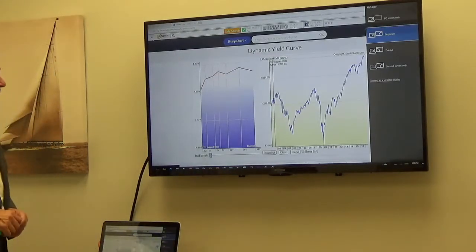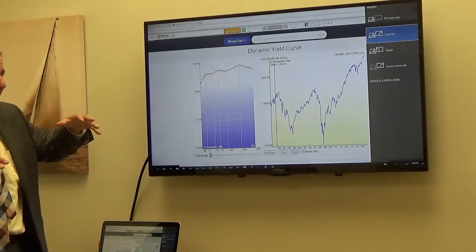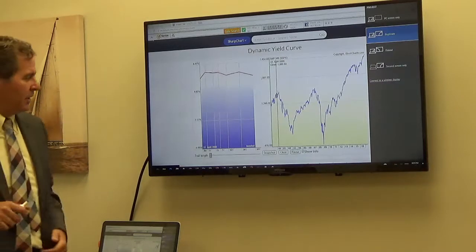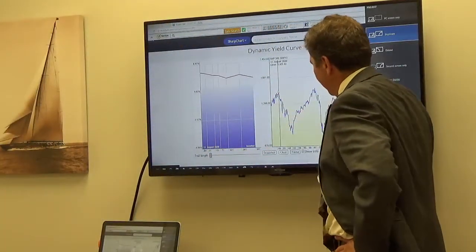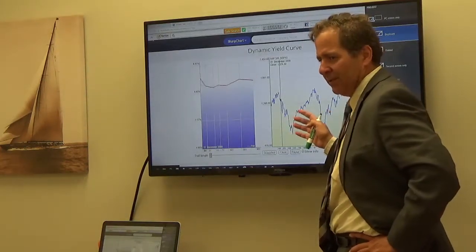There it is. So if you go up to stock charts, you can just go into Google and type in the dynamic yield curve. It basically shows the yield curve against the S&P 500 index. And I show this to all my students, okay?